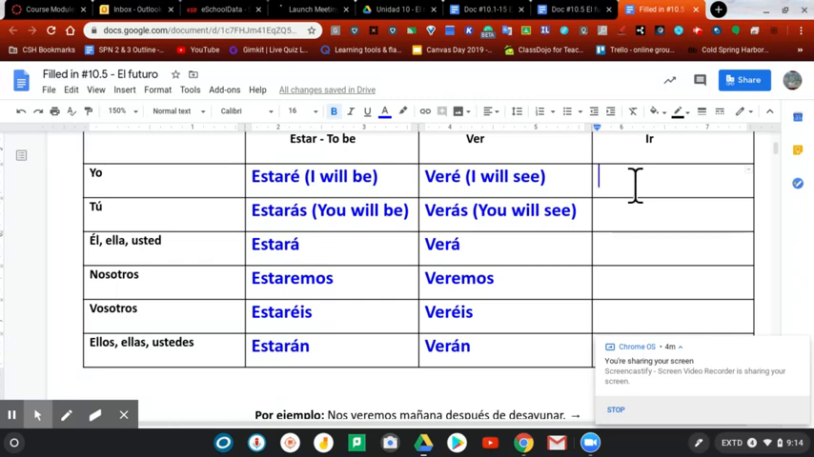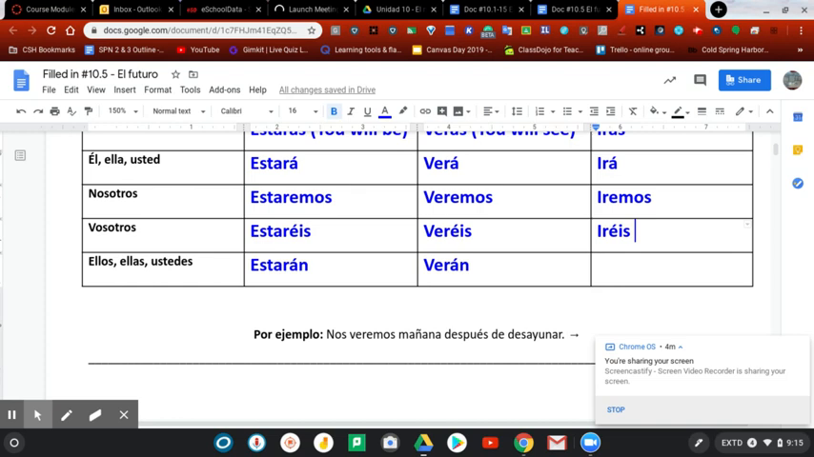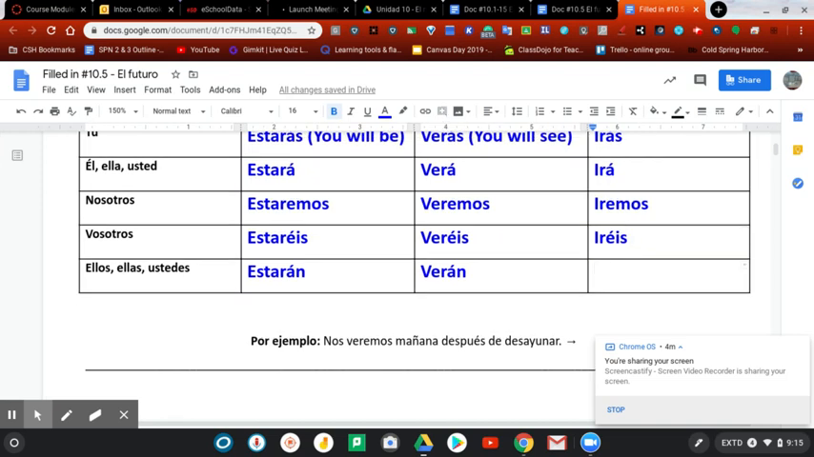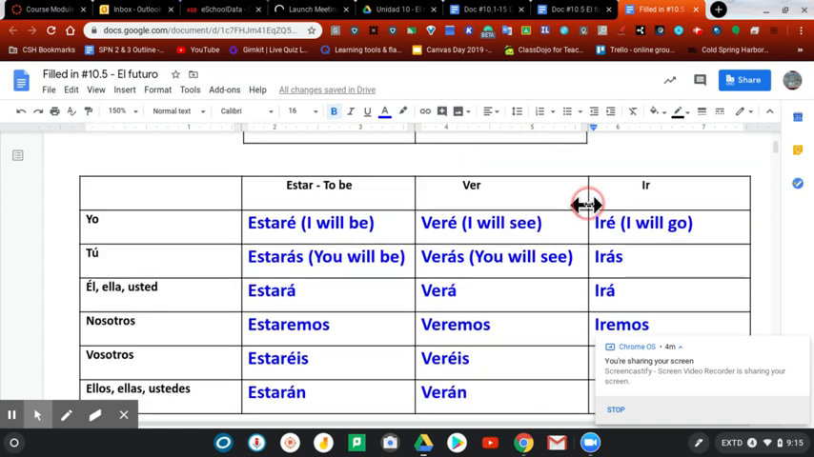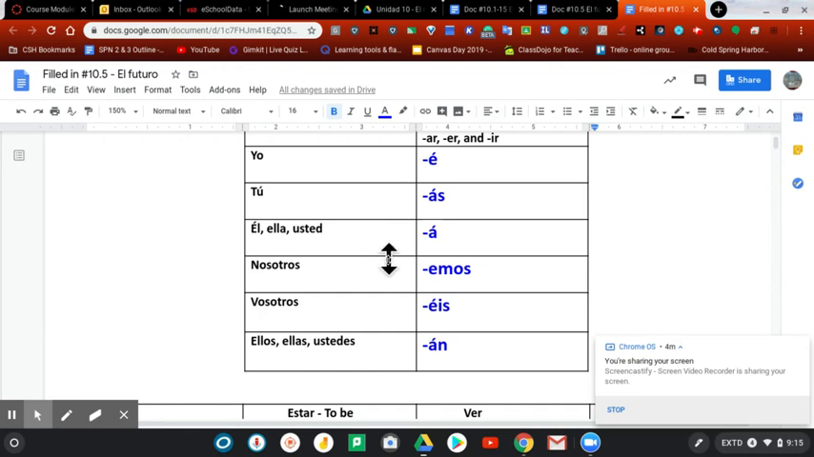Ir, which is an IR verb, we get iré, I will go. Irás, you informal will go. Irá, he will go, she will go, you formal will go. Iremos, we will go. Iréis, you all will go. Ellos, ellas y ustedes irán, they will go. So it's weird, but just keep in mind there's no difference between AR, ER, and IR verbs. We're always going to fall back on these endings. These are also going to be the same endings for the irregular future verbs, but we'll get to that in two seconds.